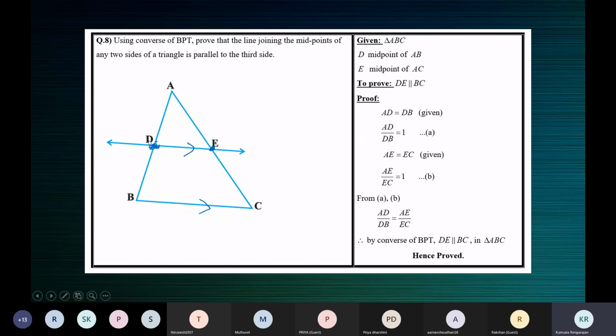Since you know D is the midpoint of AB, you know that AD is equal to DB. If AD is equal to DB, that means AD by DB is 1. That is, when you bring this down for division here, if X is equal to Y, X by Y is 1. If X is equal to Y, it means X by Y is 1.